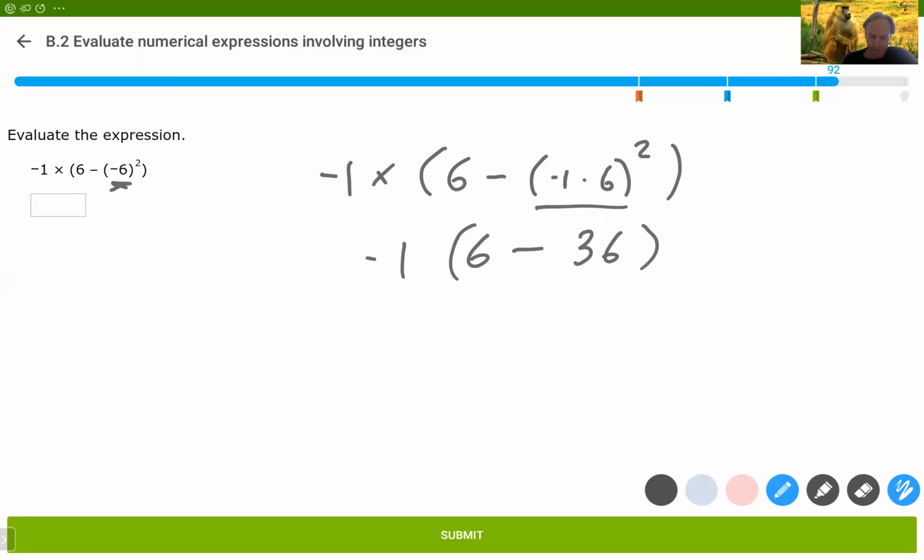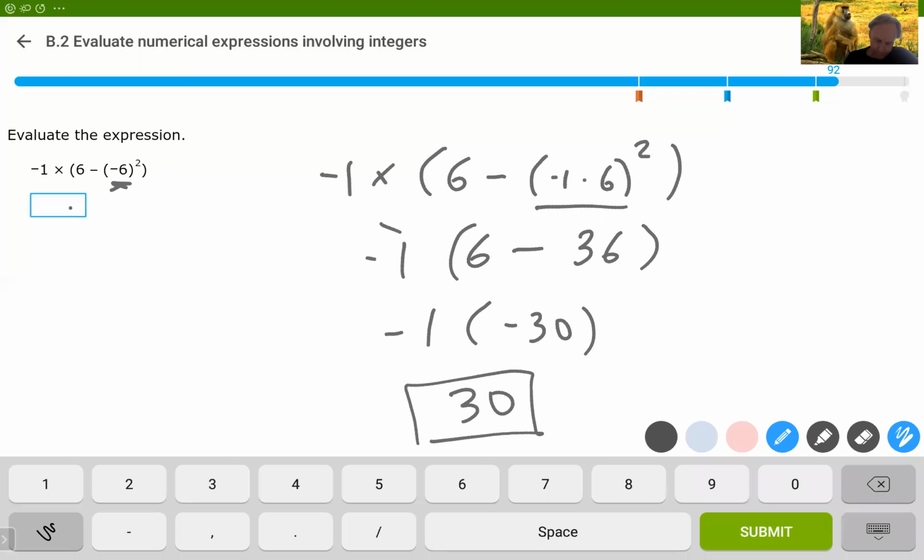And it's being multiplied by -1. The parenthesis indicates the multiplication there. I've got -1 times -30, which is 30. Really easy to make mistakes on these.